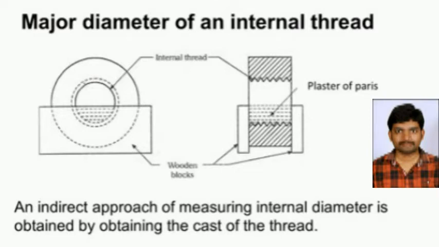By using this solidified part and the bench micrometer, we can measure the major diameter of the internal thread. So again, in the cast that is obtained, we should measure R1 and R2. Then we should use the equation to find the major diameter.